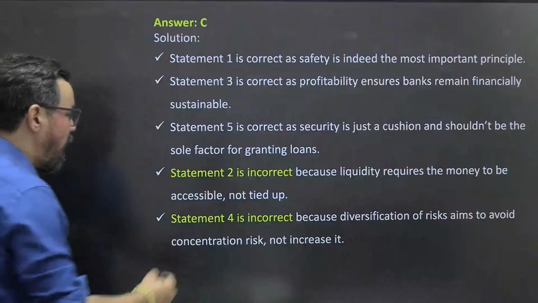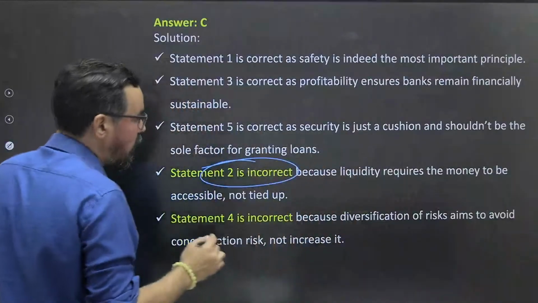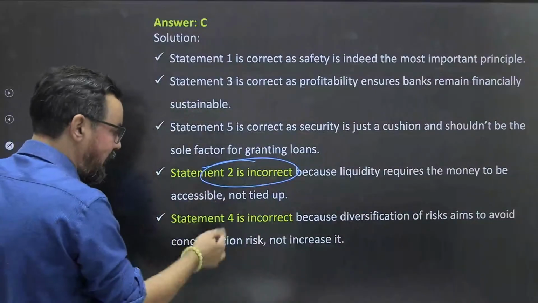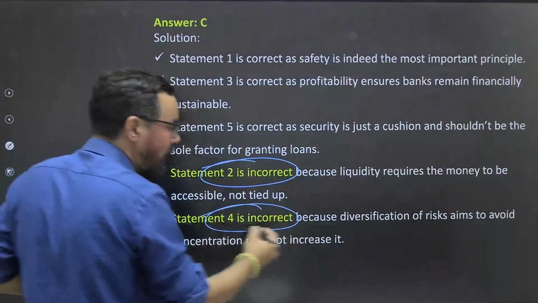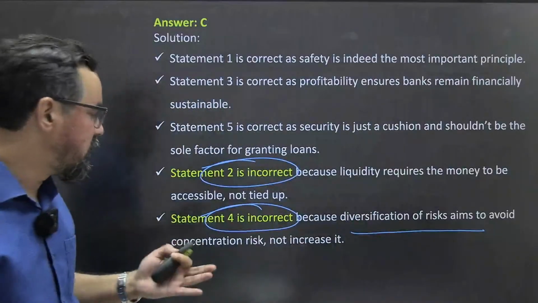Okay. So statement 2 is incorrect because liquidity requires the money to be accessible. Statement 4 was incorrect because diversification of risk aims at avoiding the concentration risk and all.